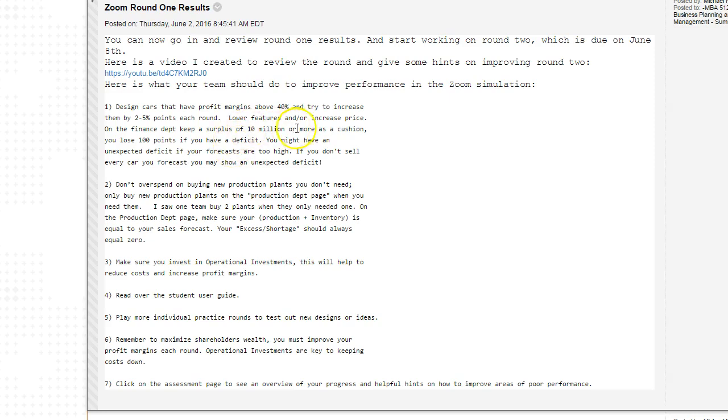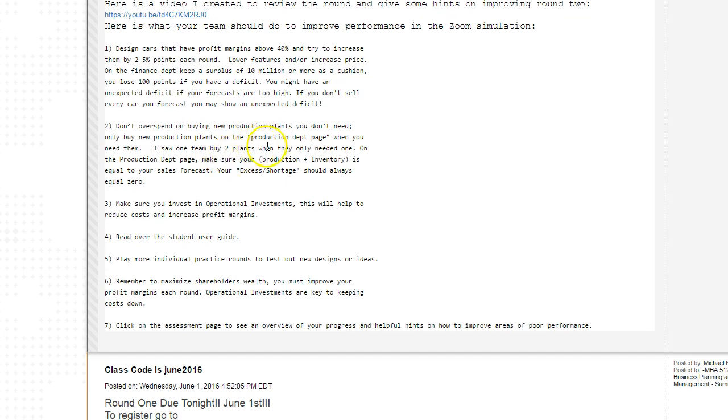and try to increase them by 2 to 5% each round. You can do this by lowering features or increasing prices. And I said to keep a surplus of $10 million as a cushion, because if you don't sell every car you forecast to sell, you may have an unexpected deficit, because your pro forma financial statements are based on selling everything you forecast.